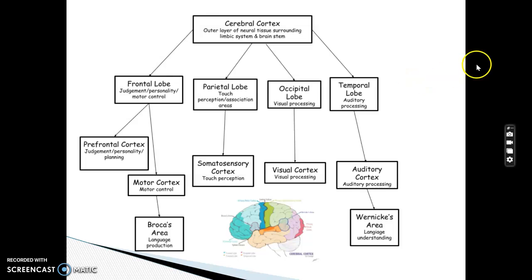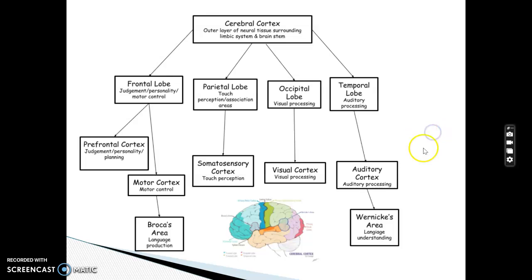And this is a flow chart right here of all the different parts of the cerebral cortex. You can see here how the different parts are connected to one another. I will probably make you a copy of this and give that to you next class.